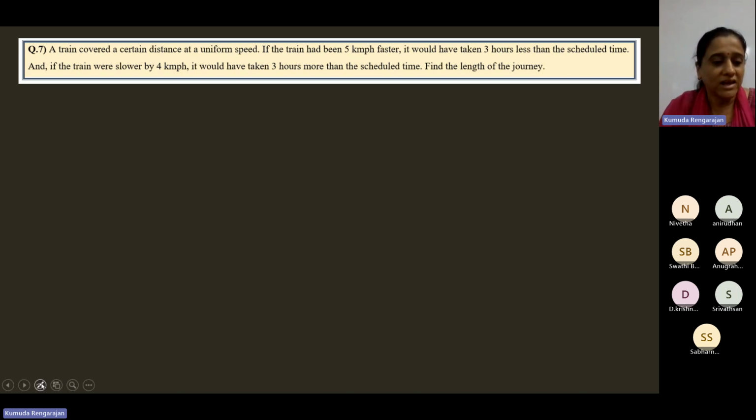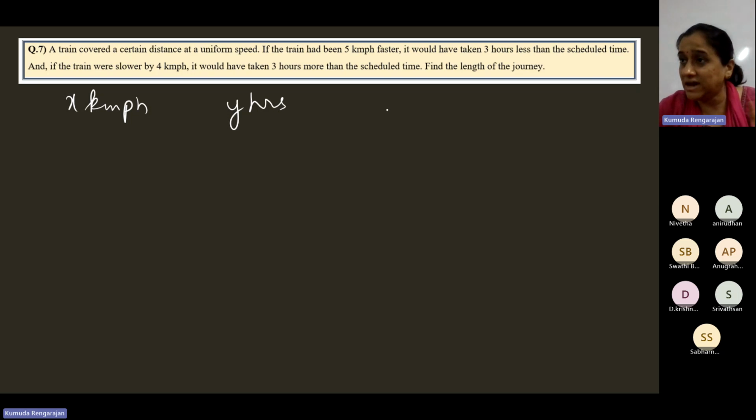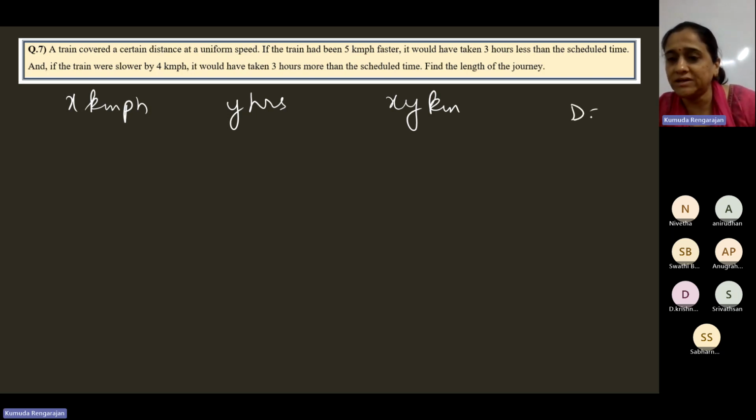So let the original speed be x kilometers per hour and the original time taken be y hours. So the original length of the journey is speed into time, xy kilometers, because distance is speed into time. So let the original speed of the train be x kilometers per hour. Let the original time taken be y hours. Then the length of the journey will not change.